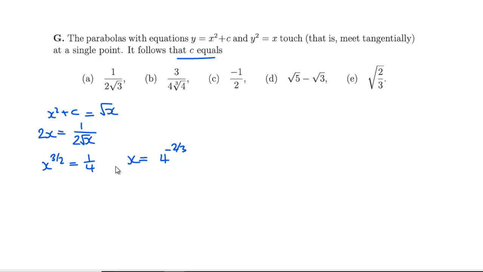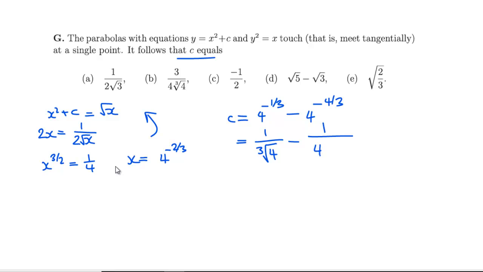Right, and then we've got to put that into the top one. So c is going to be equal to, and we're square rooting that, so 4 to the minus a third. Good lord. And then we've got to take off that squared, so 4 to the minus 4 over 3. So let's just write that out in a slightly better way: 1 over the cube root of 4 minus 1 over, well, 4 times the cube root of 4.